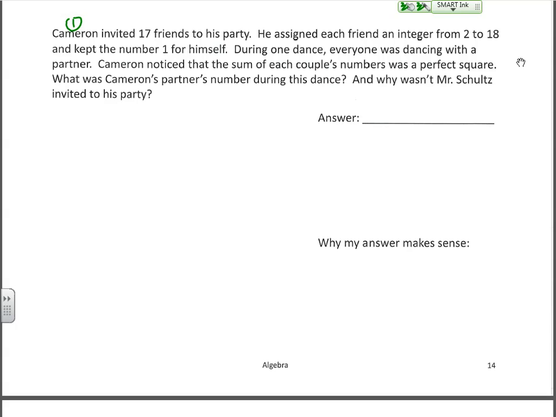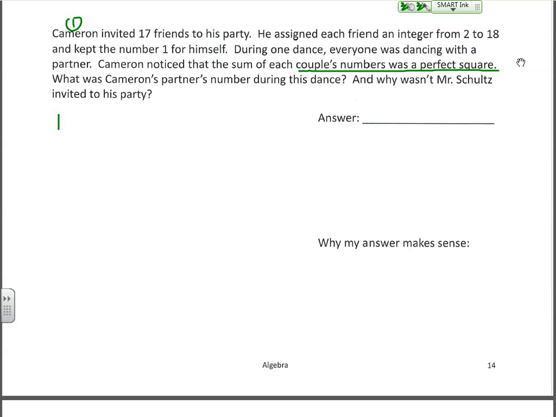During one dance, Cameron being a very observant person, he noticed that the sum of each couple's numbers was a perfect square. Okay? What was Cameron's partner's number during this dance, and why wasn't I invited to the party? It sounds very mathematical, something I might like to be at.